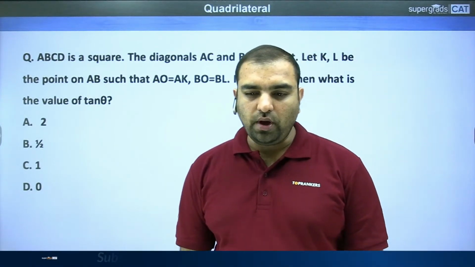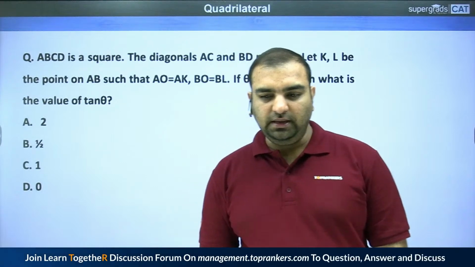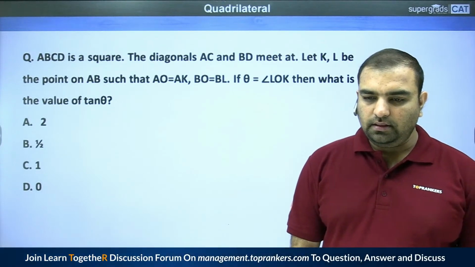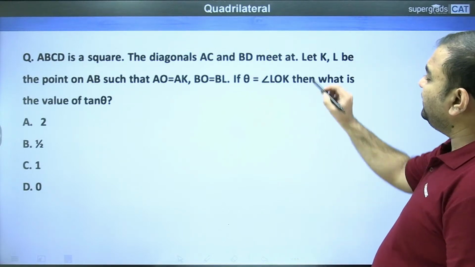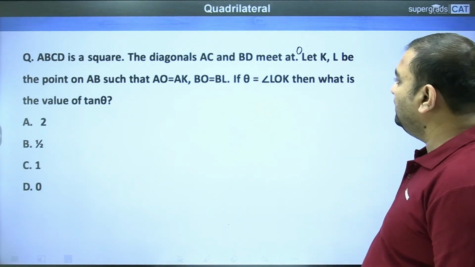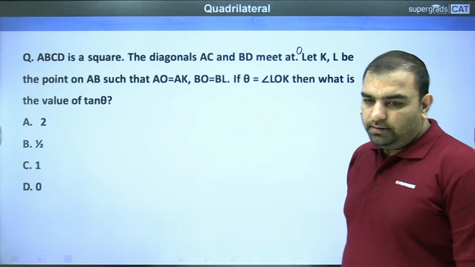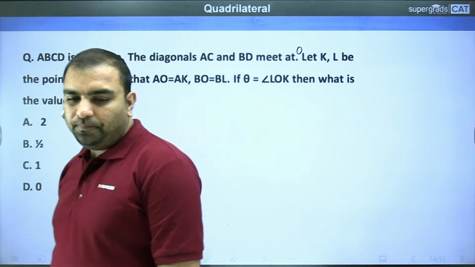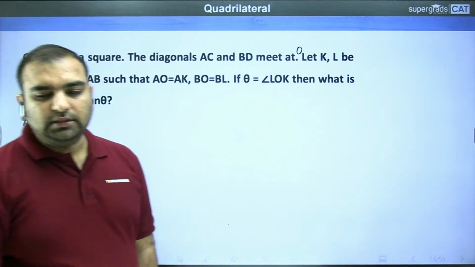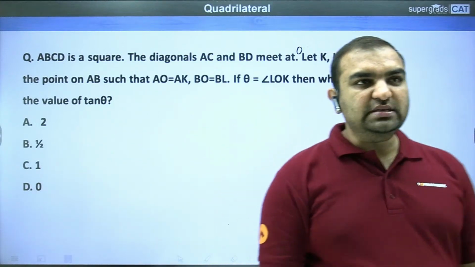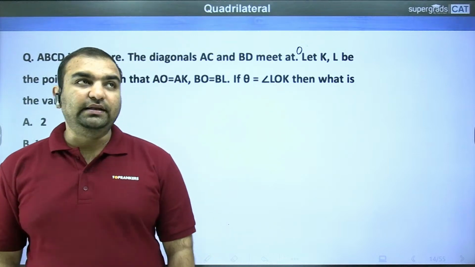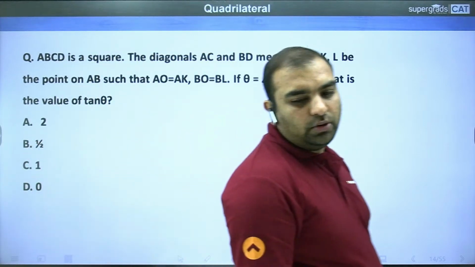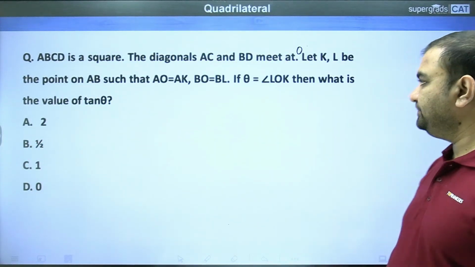ABCD is a square. Diagonals AC and BD meet at O. K and L are the points on AB such that AO is equal to AK, BO is equal to BL. Angle LOK is denoted as theta. So what is tan theta?